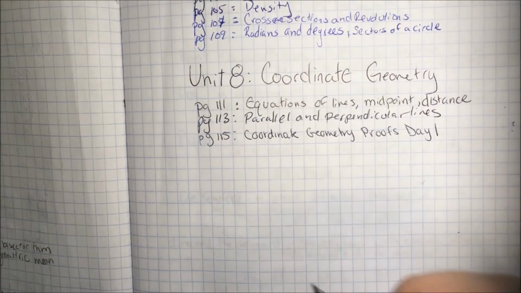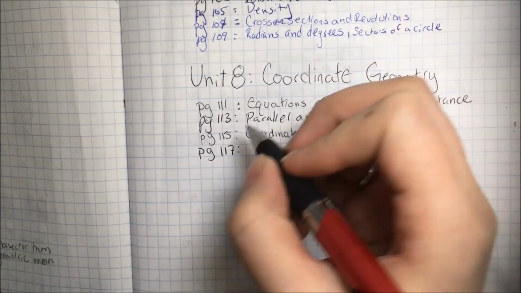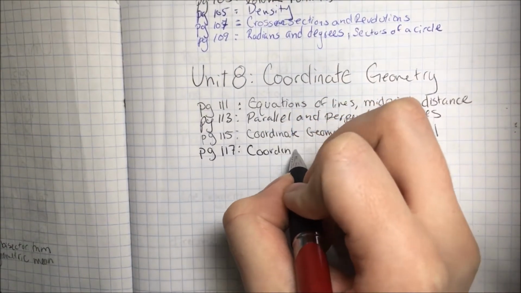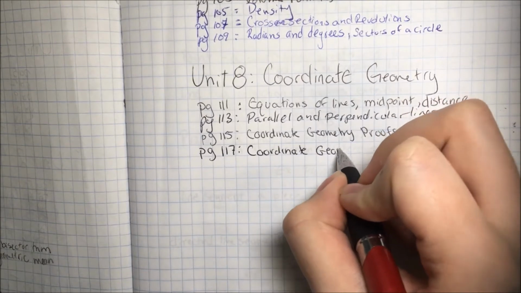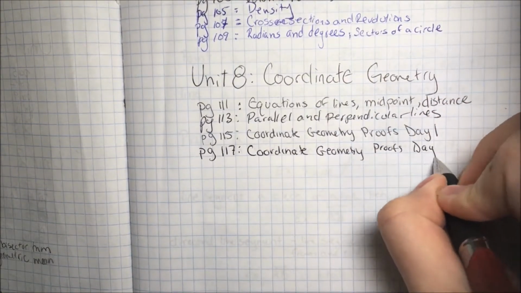Okay, so today we're going to be starting on page 117, and it's going to be coordinate geometry proofs, day 2.